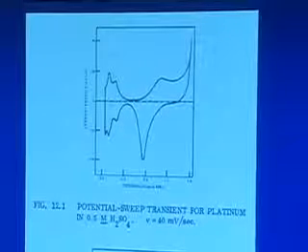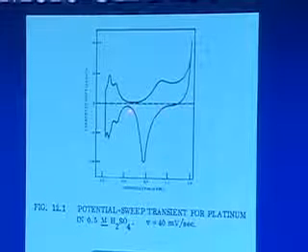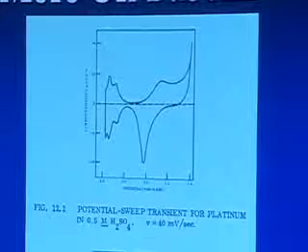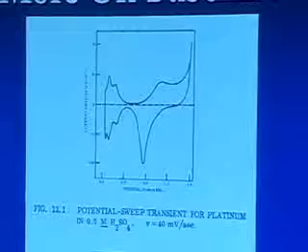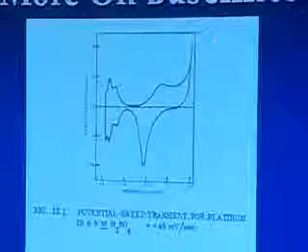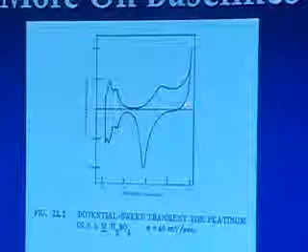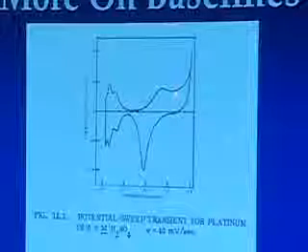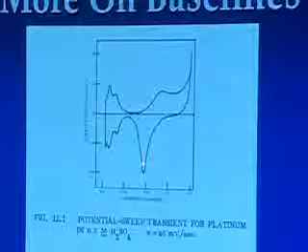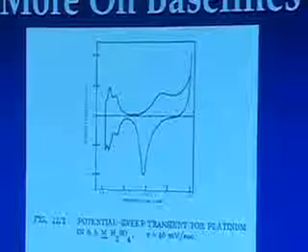Well, what happens if you start your scan right around here and you scan positive, then you get an oxide growing on the surface. That's the first thing, fairly ill-defined. And then when you get out here, that's oxygen evolution. And then you scan back, and that is the reduction of this oxide, and removal of that oxide, this nice so-called stripping peak, which I'll come back to in a minute.